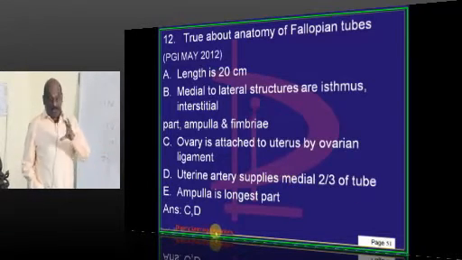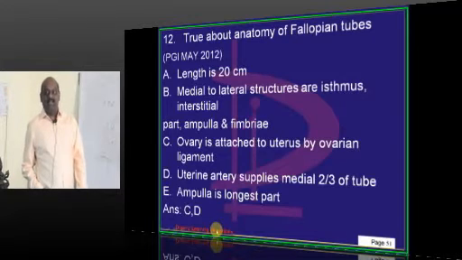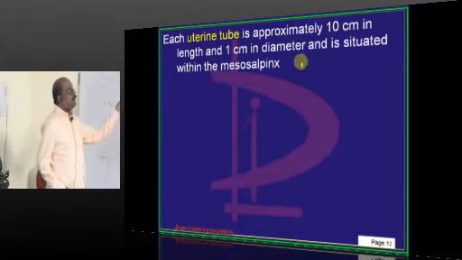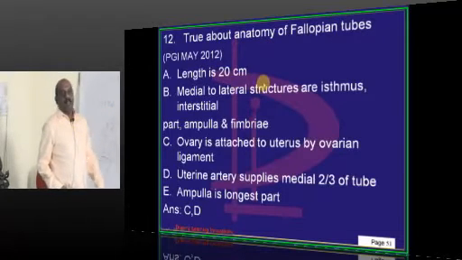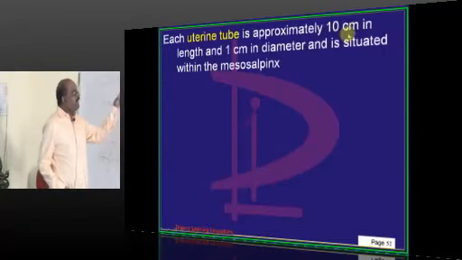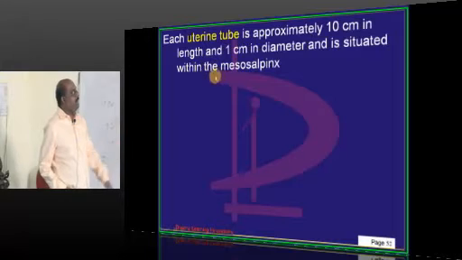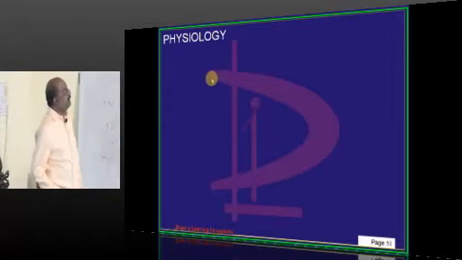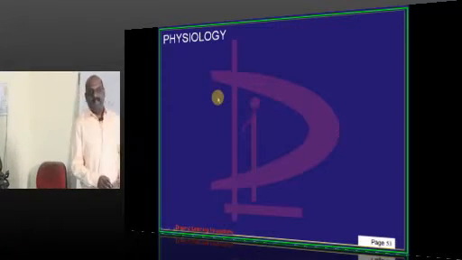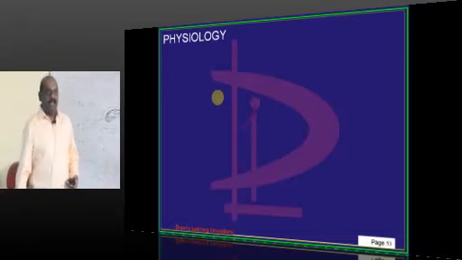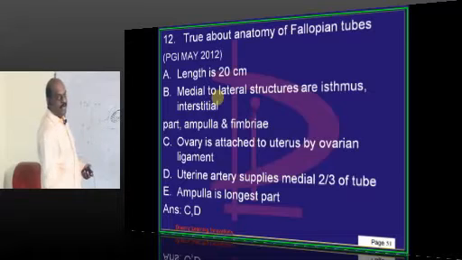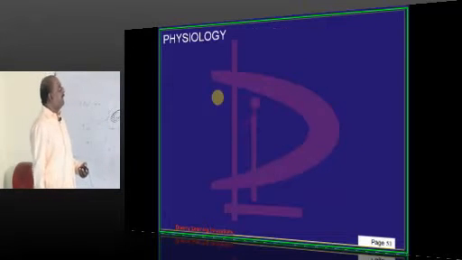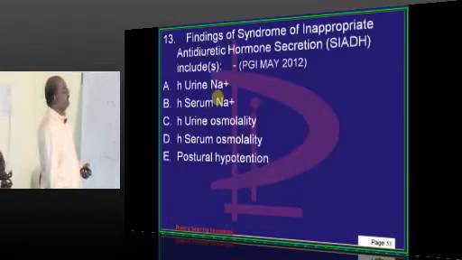Is the ampulla longest or widest? Widest. Huh? So uterine tube length कितना होता है डॉक्टर? 20 centimeters is 2 tubes मिला के, 10 centimeter in length and 1 centimeter in diameter and situated in mesosalpinx is what you have to basically remember. Yeah? Option B. Where is B? No, it is medial to lateral or not in that order. Huh? Lateral to medial is in that order.